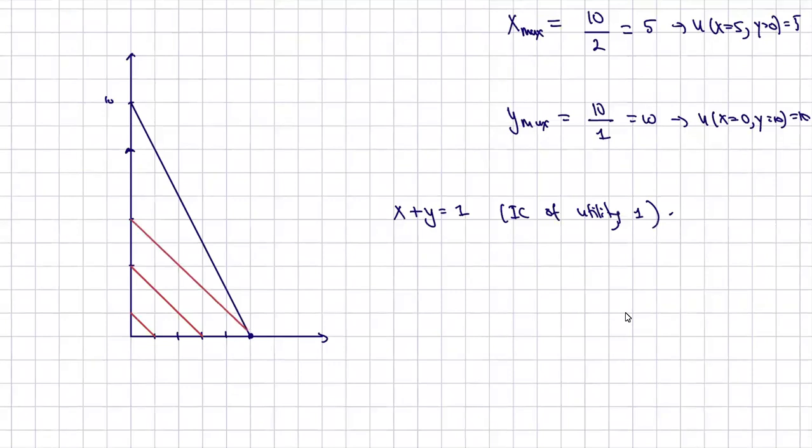From here you can see that if you want the highest possible indifference curve, the only way is to be at this optimal position. We will call this the optimal bundle of x and y.